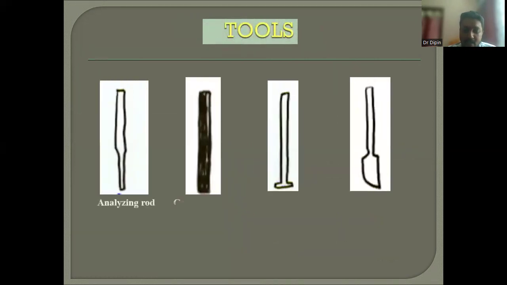And these are the different tools which are used for the survey. One main tool is the analyzing rod. The analyzing rod is a cylindrical instrument which is used for surveying, to analyze whether the guiding surfaces are parallel or whether the undercuts are present or not. We are not measuring any undercuts or seeing anything else, we are just analyzing.